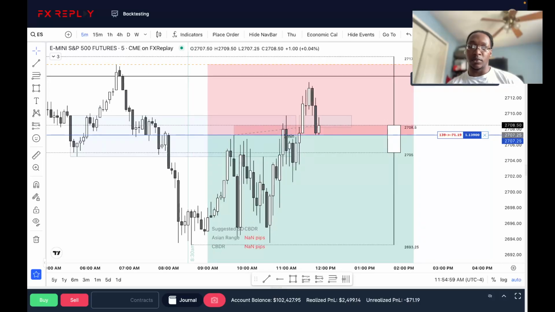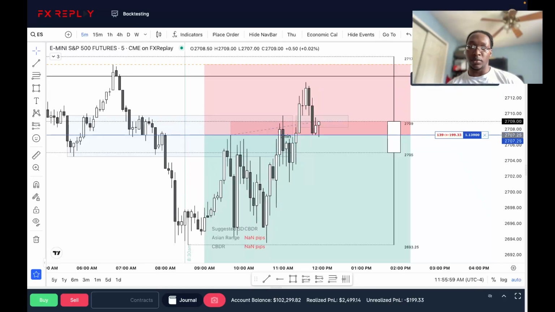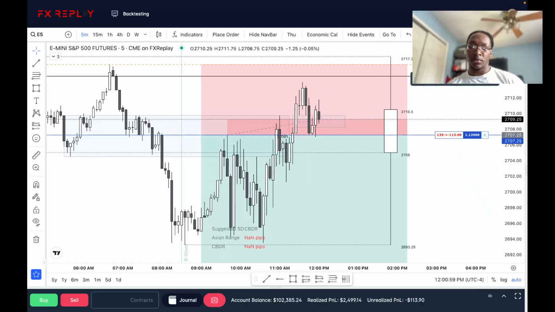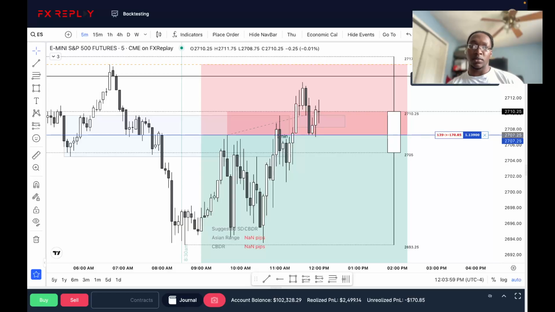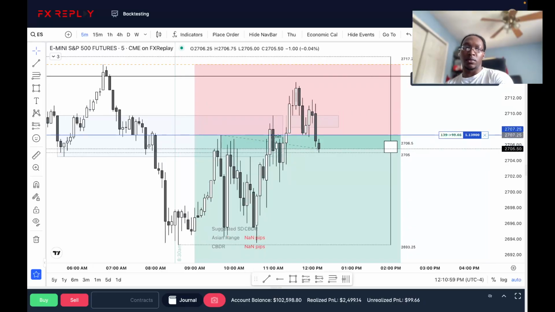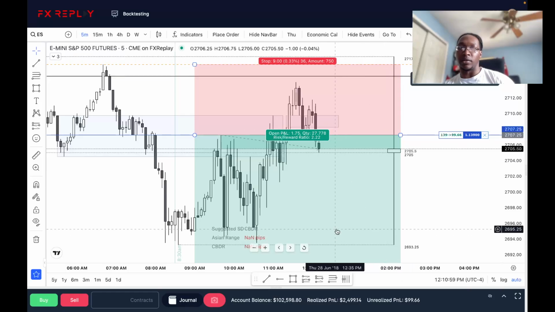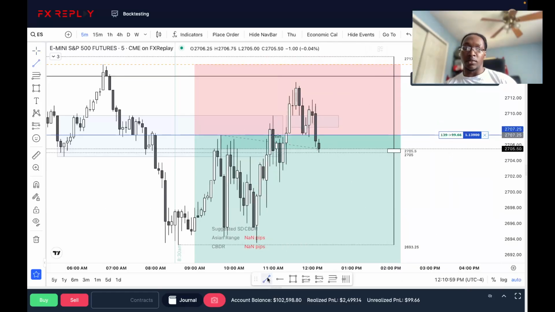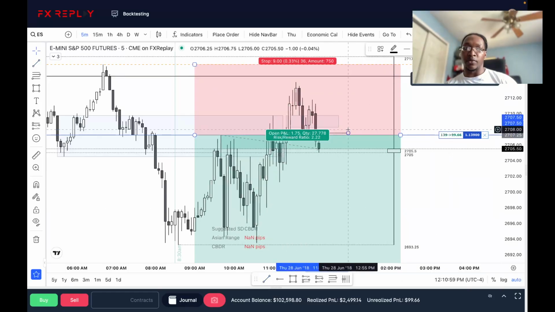Nice full fill. So this is an inverse fair value gap. Let's see if we can continue lower. Okay. Nice trading lower underneath. So now this would be looked at as a 5 minute order block, and we can create a fair value gap there.